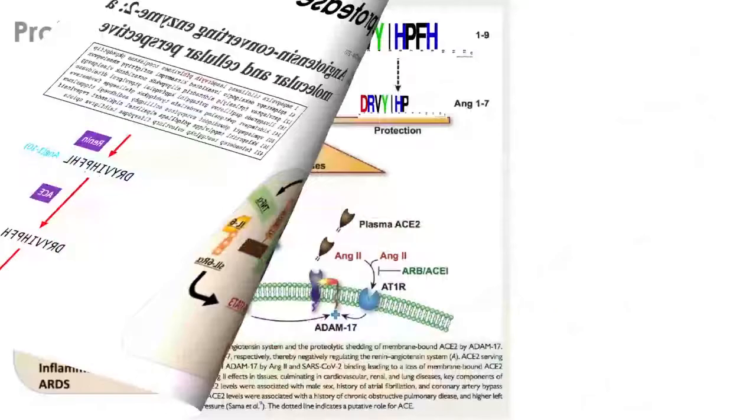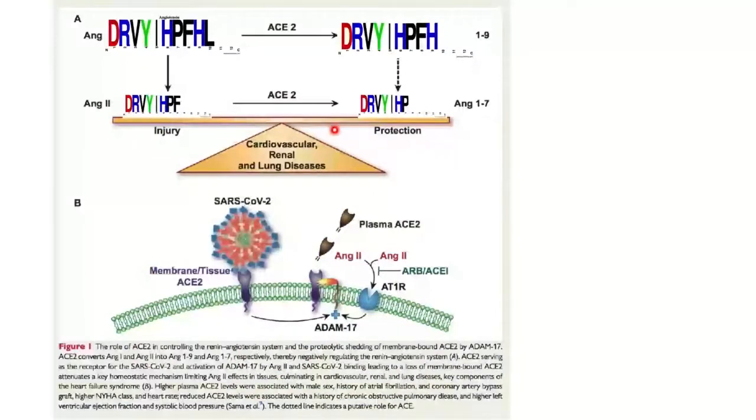You can think of it like a bit of a teeter-totter, a balance, where if you're injured, you have angiotensin 1 or angiotensin 2 building up. If the ACE2 is active, it can convert it to this smaller form, and now this is protective. So this is injury, this is protective. So with ACE2, you want to get to this state. And so this is an important thing to remember.